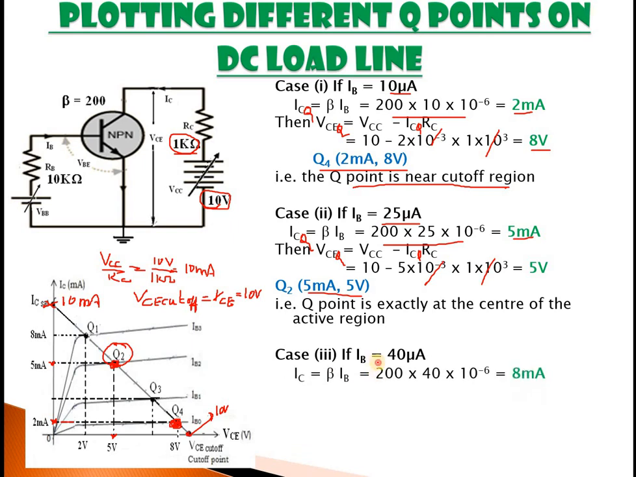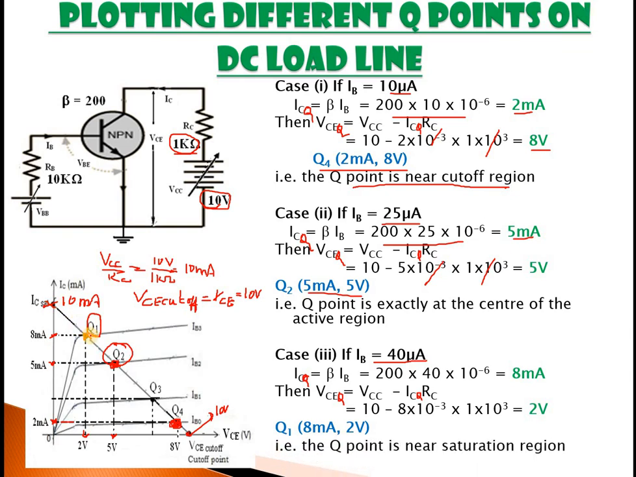So third case, if I increase this to 40 micro, in the same way ICQ is equal to 8 milliamps, and I'll get VCEQ as equal to 2 volt after substitution. So 8 milliamps will come somewhere here, 2 volt will come somewhere here. If I draw, this is another Q point I am getting, which is near to saturation. So I have shown here 3 different positions. One is exactly at center, another is near cutoff region and another near saturation region.